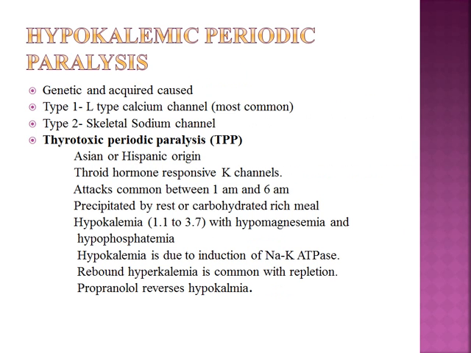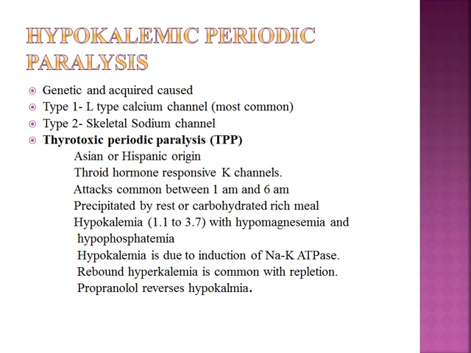Hypokalemic periodic paralysis is something one should be aware of because you do sometimes come across these things clinically. It could be either genetic or acquired. Type 1, which is the most common type, is due to an L-type calcium channel defect, and type 2 is because of a skeletal sodium channel defect.